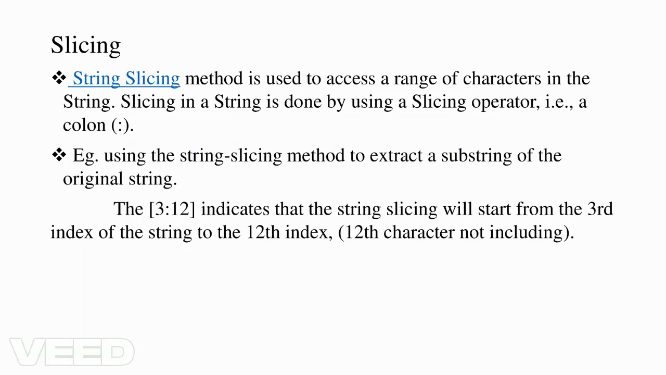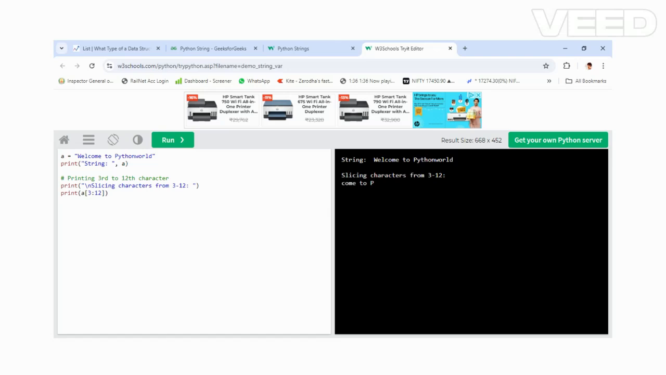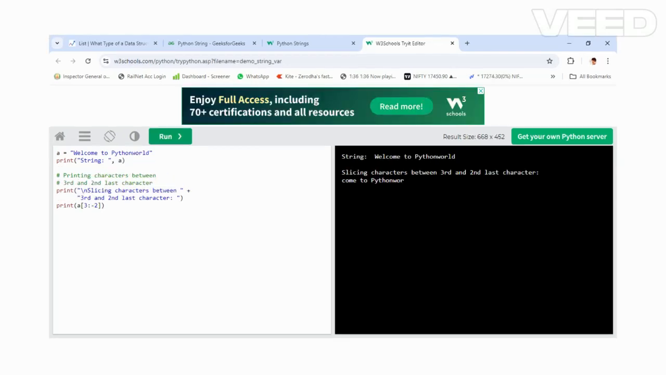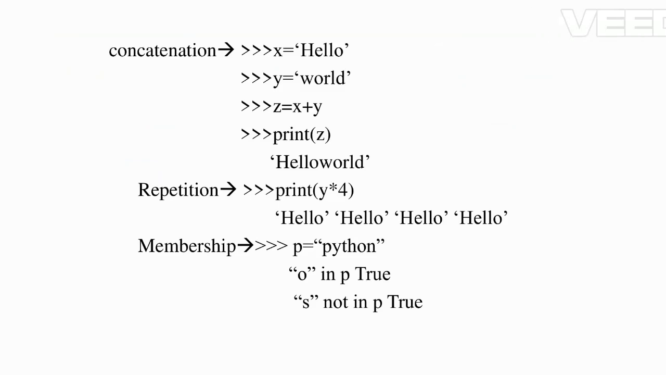Next we are going to see about the slicing operator. The string slicing method is used to access a range of characters in a string. Slicing in a string is done by using a slicing operator called a colon. For example, using the string slicing method to create a substring of the original string. We have taken 3:12, which indicates that the string slicing will start from the third index of the string to the 12th index. But the 12th character is not included. This is an example of slicing.